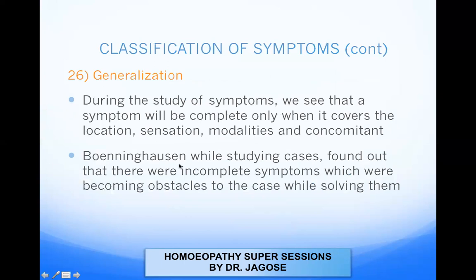Now, generalization. During the study of symptoms, we see that a symptom will be complete only when it covers the location, sensation, modality, and concomitant. Boenninghausen, while studying cases, found out that there were incomplete symptoms which were becoming obstacles while solving them. As you all know, a complete symptom is one which has location, sensation, modality, and concomitant. But Boenninghausen found out that many times the sensation was missing, or the modality was missing, or the concomitant was missing. So this formed an obstacle to solving the case.